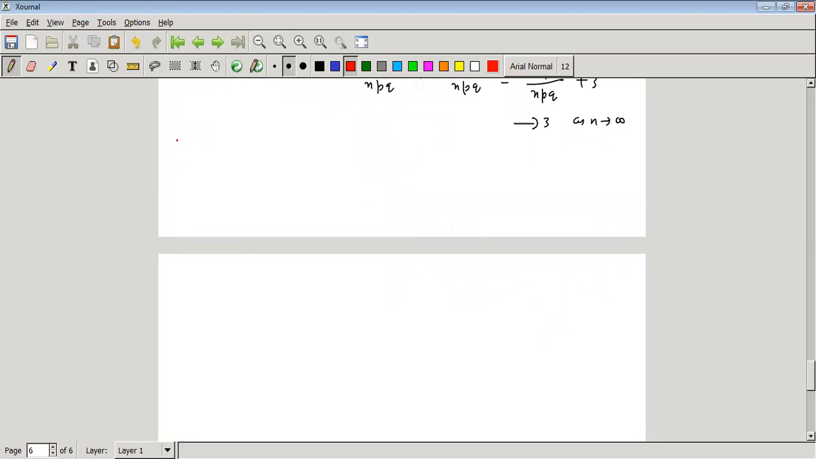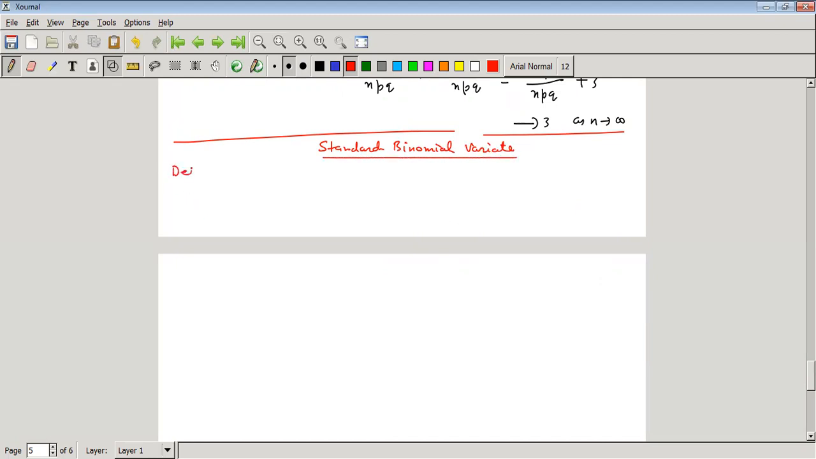standard binomial variate. So first we define how we can define standard binomial variate.